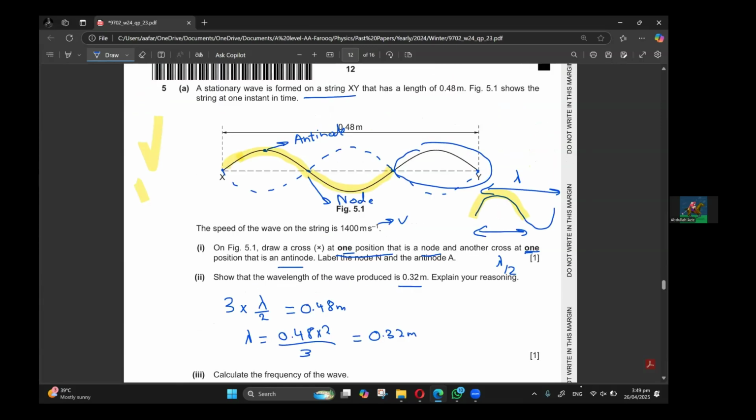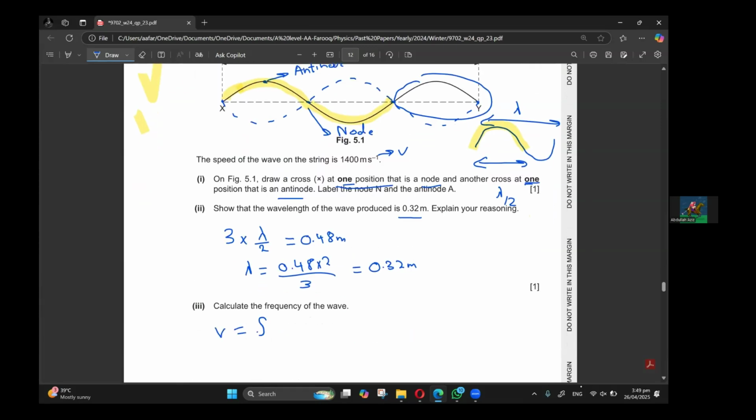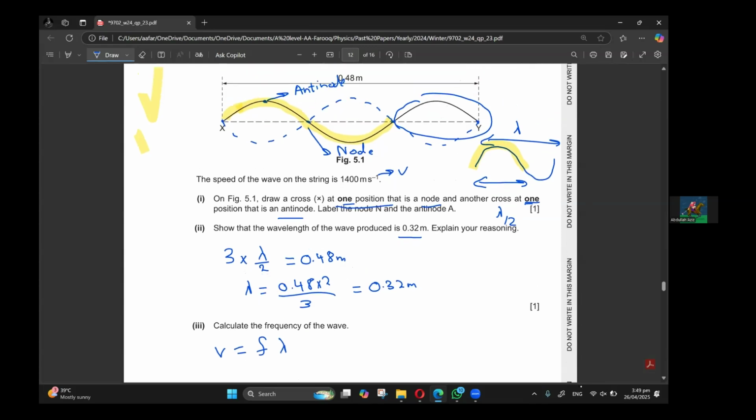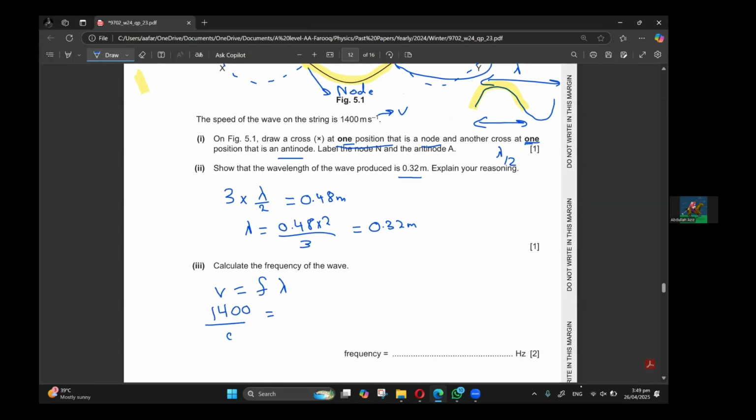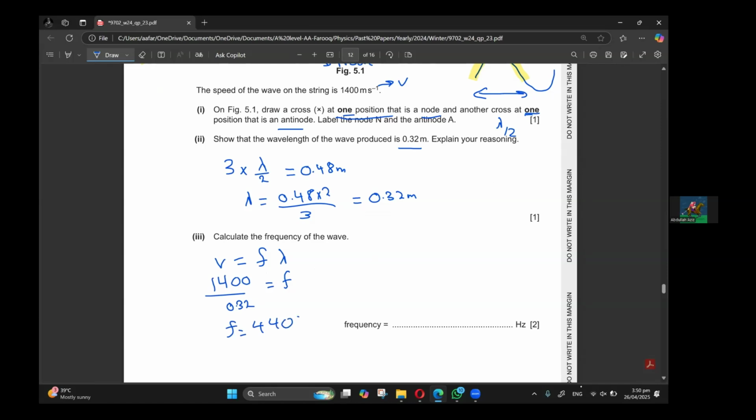Calculate the frequency of the wave. Easy. Know that v is equal to f lambda, from O level. Speed we have 1400 and lambda 0.32. Frequency we get is 4400 hertz.